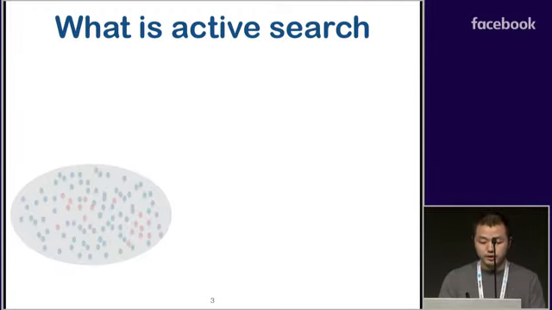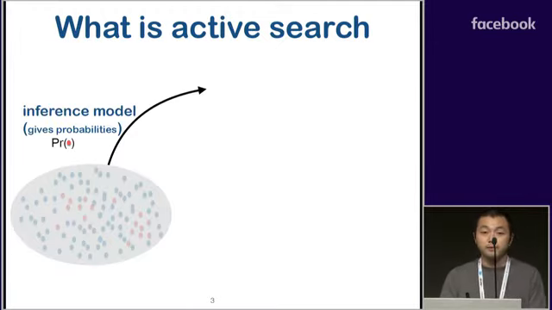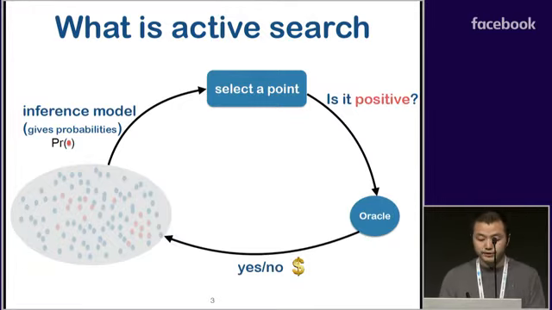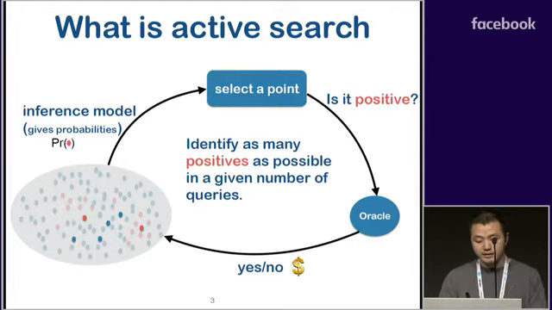Now suppose you have an inference model that gives you the probability of each point being positive. Now given this information, you can select the points and query an oracle. Is it positive? Then the oracle will answer your query with a certain cost. Now based on this new observation, you can update your model and repeat this process. Your goal is to identify as many positives as possible in a given number of queries.